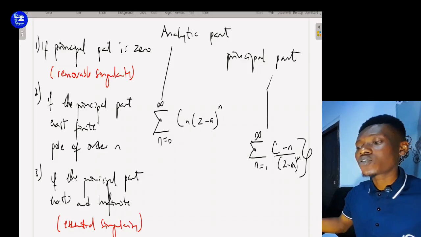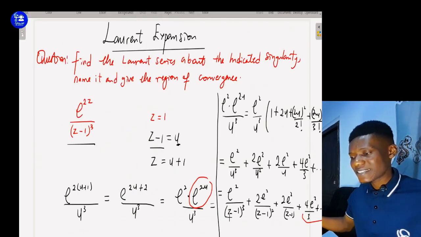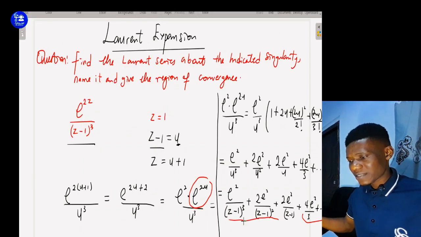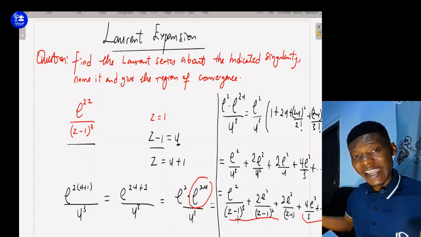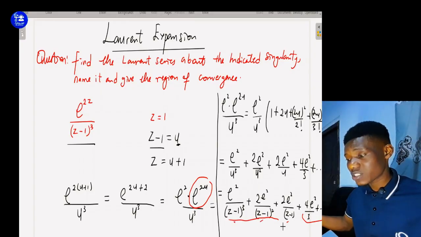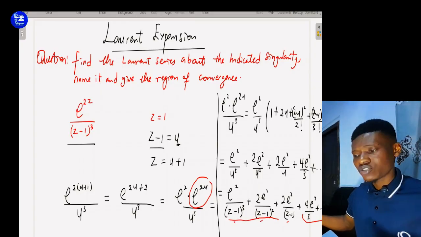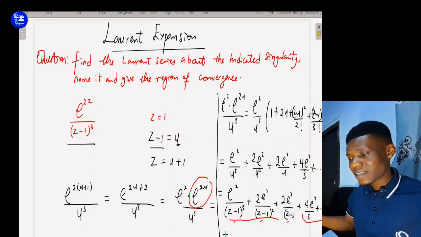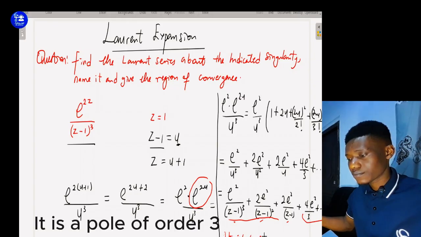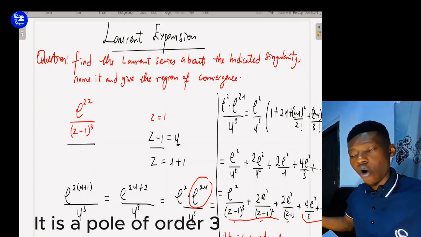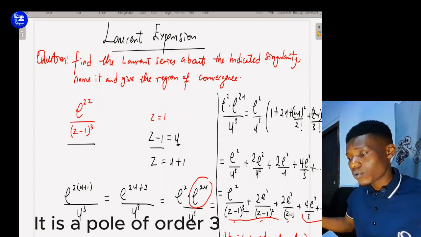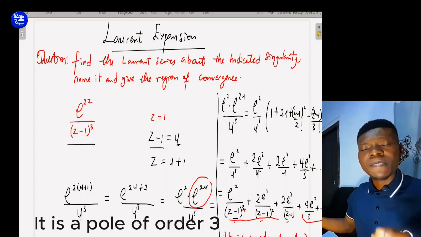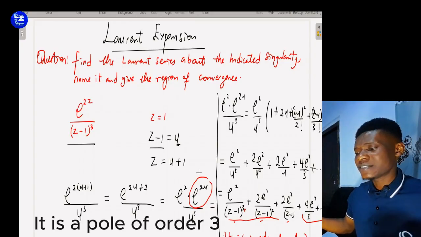So now we can conclude that since this is the principal part, is it finite or infinite? It is finite because it is countable. 1, 2, 3, just 3 of them. So what you need to write now is that it is a pole of order 3. The order of the pole is 3. So it is a pole of order 3.